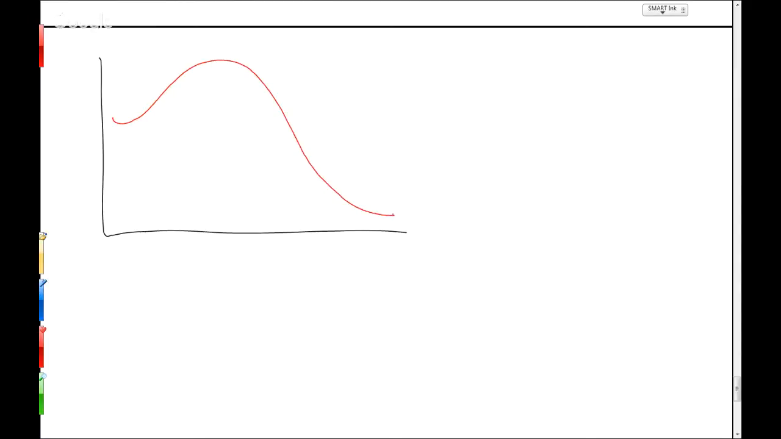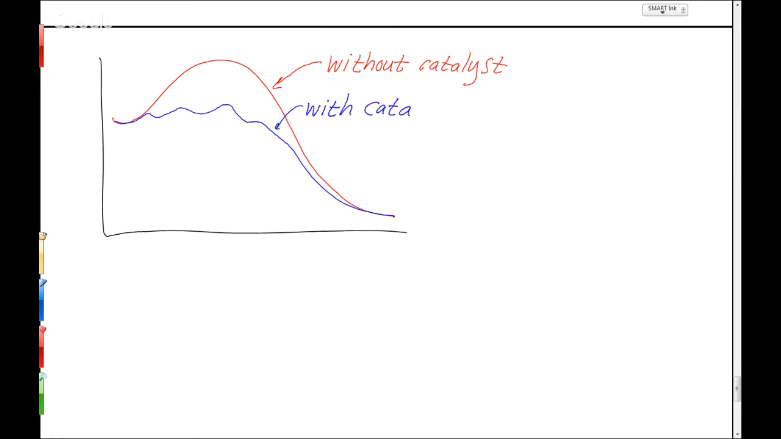So if we had a reaction that went like this, that's like our standard reaction, again, an exothermic reaction. The catalyzed one might have more steps, but the steps would have lower activation energy, and so it would end up being faster. So this is an example of one without a catalyst. And this is one with the catalyst.